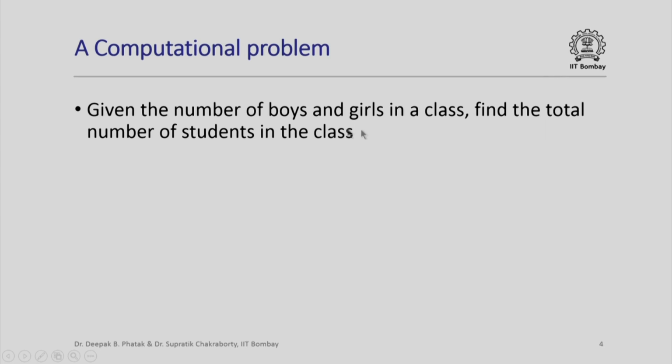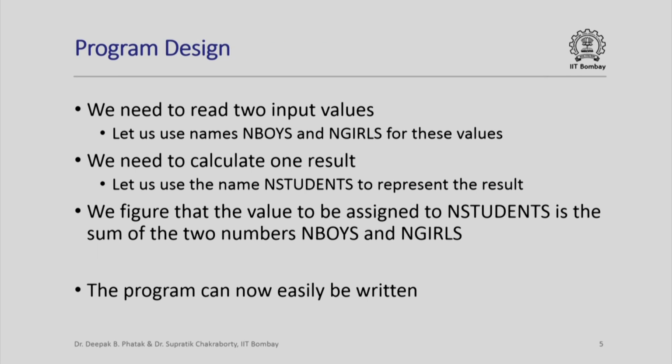Given the number of boys and girls in a class, find the total number of students in the class. Now, of course, this is an elementary school problem. Two numbers are given and we have to find out the total of these two numbers. We can write the program straight away for such a simple problem, but it is useful to do what is known as program design. We identify what exactly is given, we identify what exactly is to be calculated, how it is to be calculated, and we identify what exactly is to be output by the program.